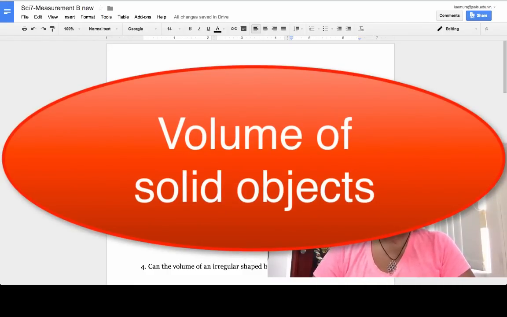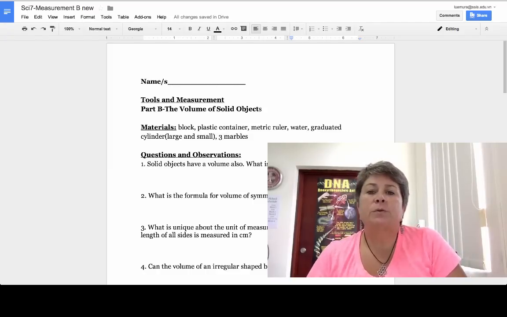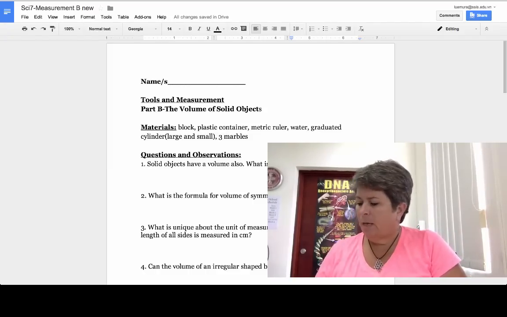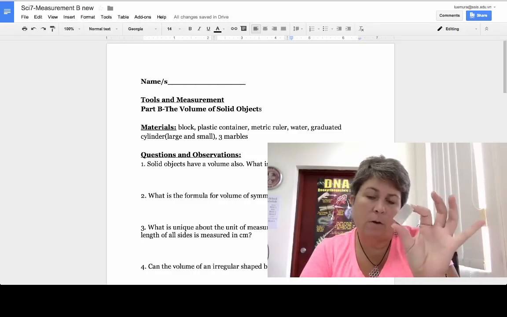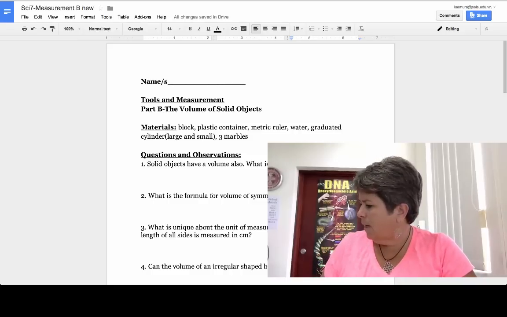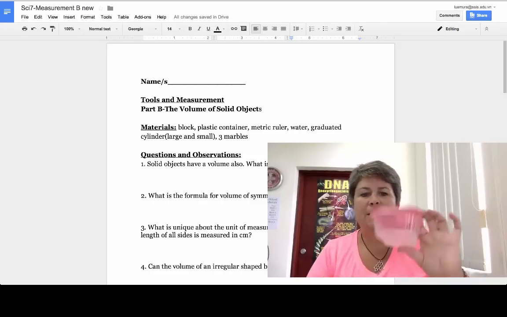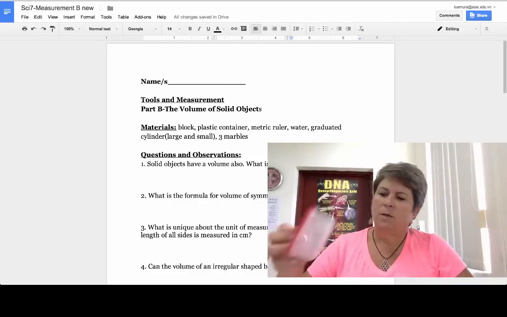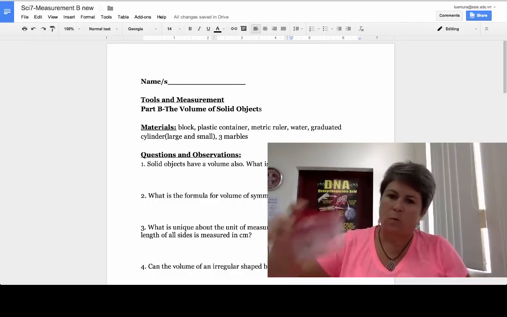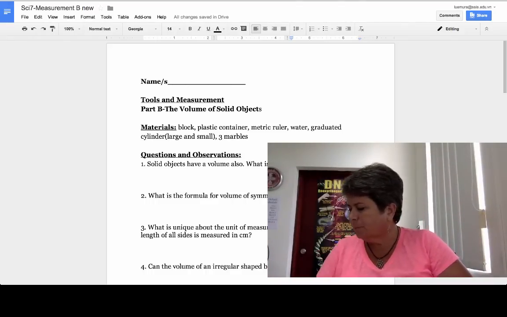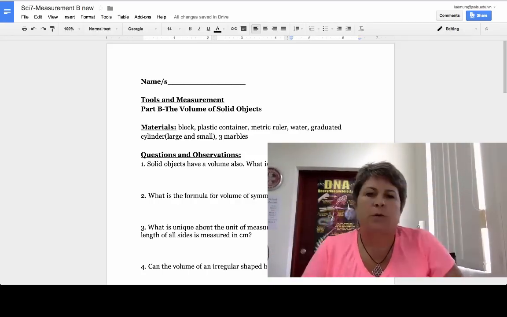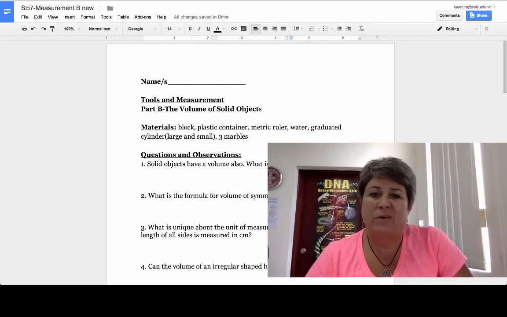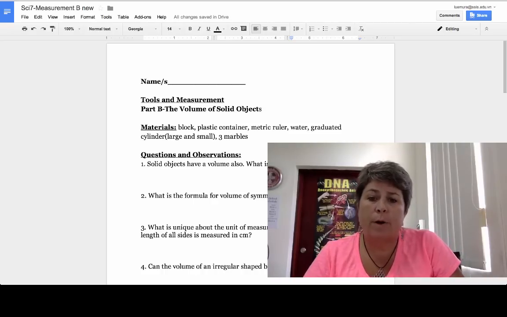Let me introduce the materials and tools that you'll be using first of all. We'll be using this little solid aluminum block, so each one of you, or each group or partner group, will have one of these. You will have a plastic container like this, or like this, or like this. You will also be using a metric ruler. You will use water. Again, we don't have to use any kind of special water. We're just going to use tap water.